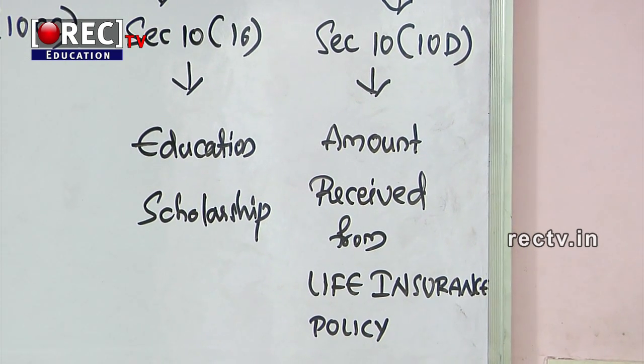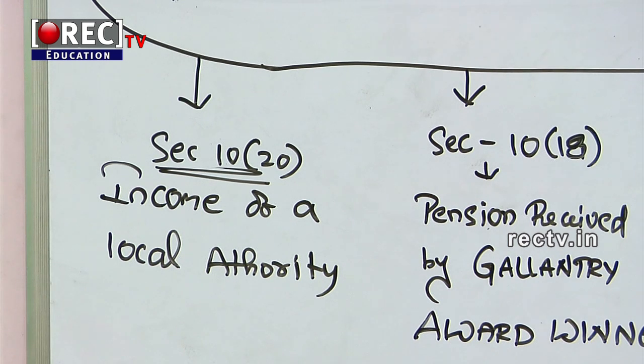Note for C, if the amount is received by a legal heir, then such amount is exempt under section 10 subsection 10D. Next, section 10 subsection 20. It deals with income of a local authority. If a local authority has house property income, capital gains, or IFOS, it is fully exempt.